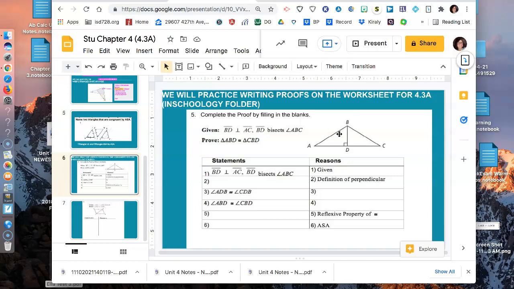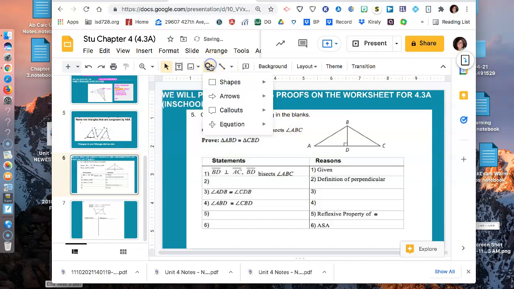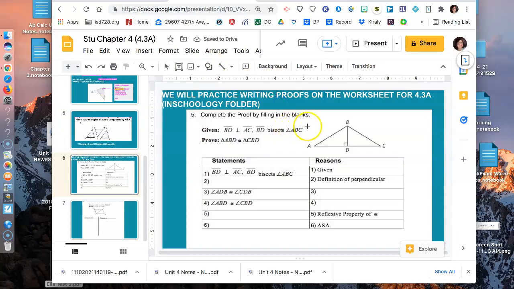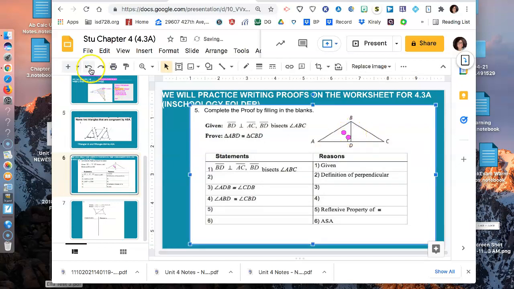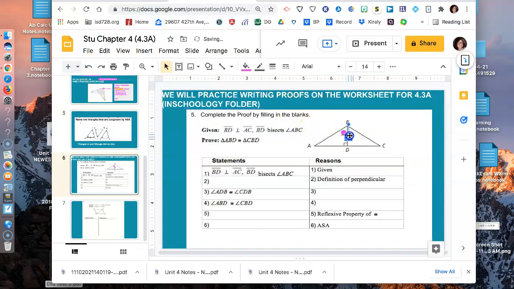Sorry, I thought I had my bubble. So you can either go put a little dot or a little arc up at the top. I know that this angle up here is congruent to this one right here. I'm having a hard time moving it for some reason. This one right here. Because BD bisected angle ABC.